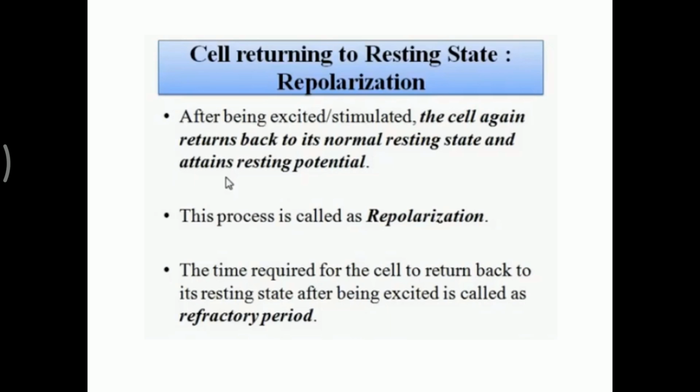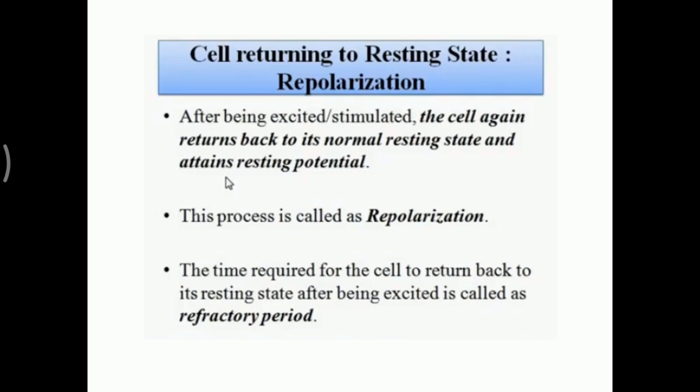The cell returning to the resting state is called repolarization. So the first one is polarization, the second one is depolarization, and the third one is repolarization. What is repolarization? The cell returning to the resting state from the excited state. When the cell is excited, it automatically comes to the resting state if you are not doing any such activity. If you are writing and suddenly go to sleep, the cell comes to the resting position. This is called repolarization.